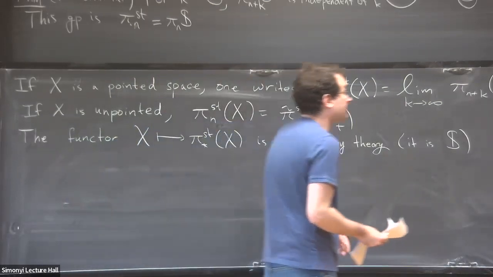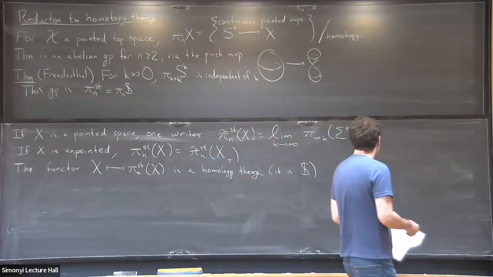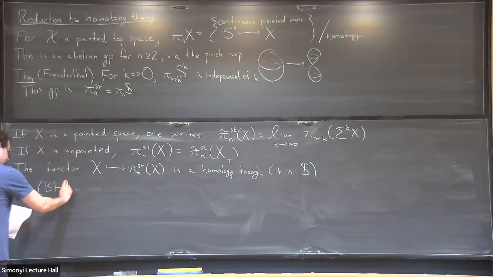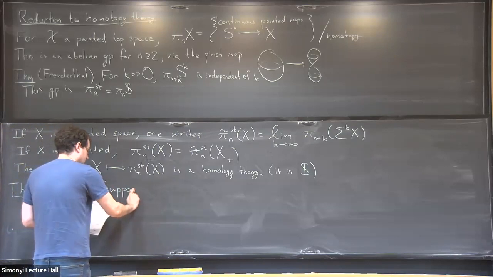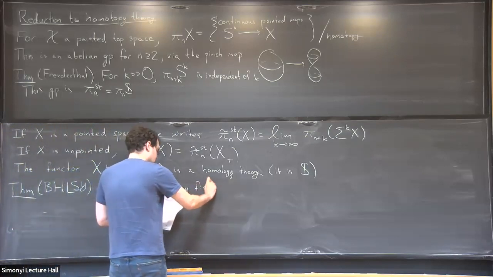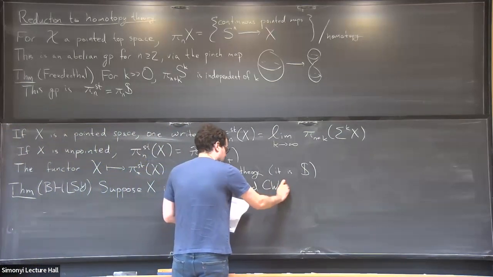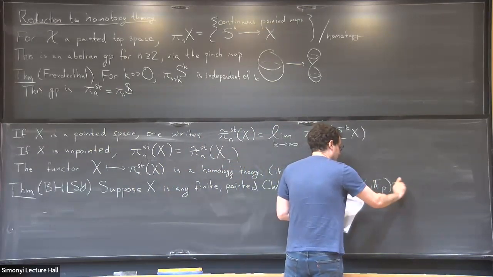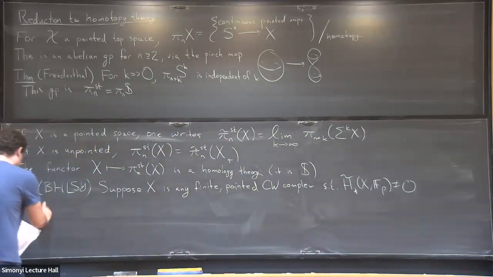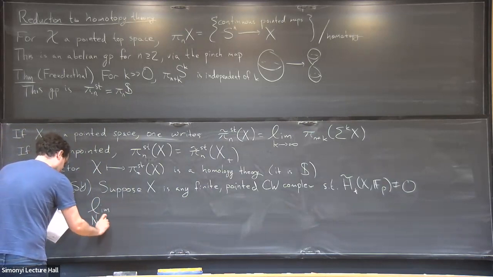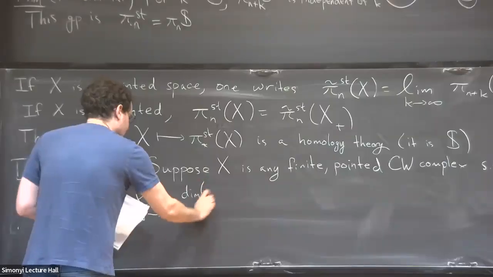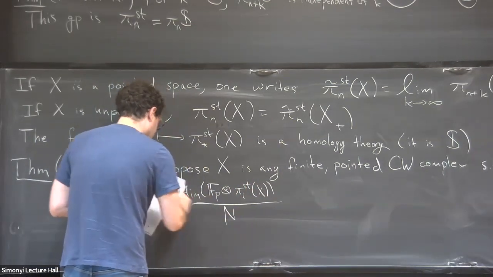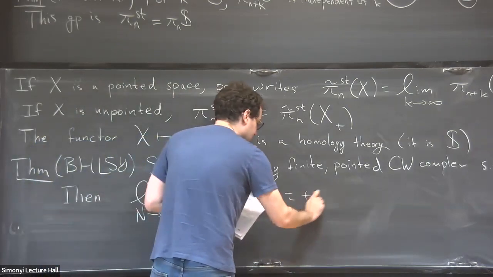Nonetheless, this is a homology theory, and so we can talk about stable homotopy groups of any space X, and I want to just set up this theorem, which is: suppose X is any finite CW complex such that the reduced homology of X, with F_p coefficients, is not entirely zero in all degrees, then I can say that the limit as n approaches infinity of this dimension of the stable homotopy of X is plus infinity. Okay.